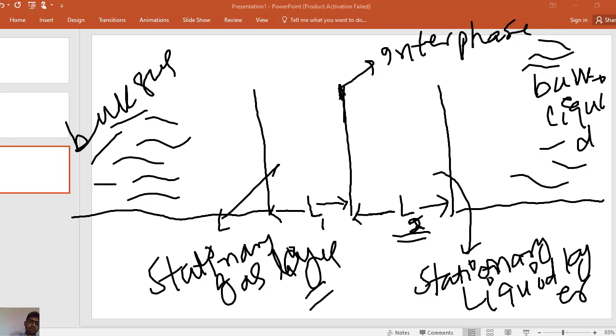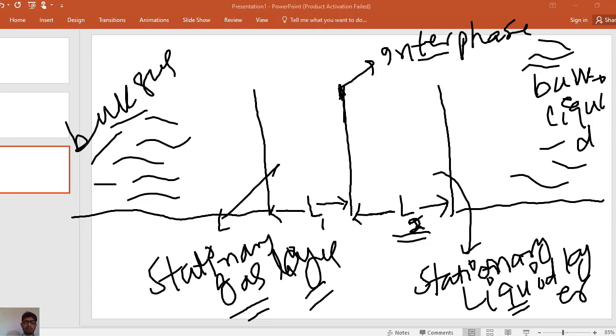Suppose in absorption cases component A is diffusing from the bulk gas region to the stationary gas layer. Then it comes to the interface region, and from the interface region component A diffuses into the stationary liquid layer. At last, from the stationary liquid layer component A diffuses into the bulk liquid region. This is the two-film theory.